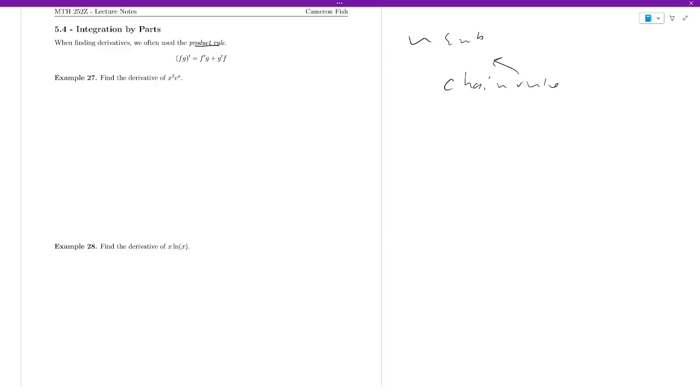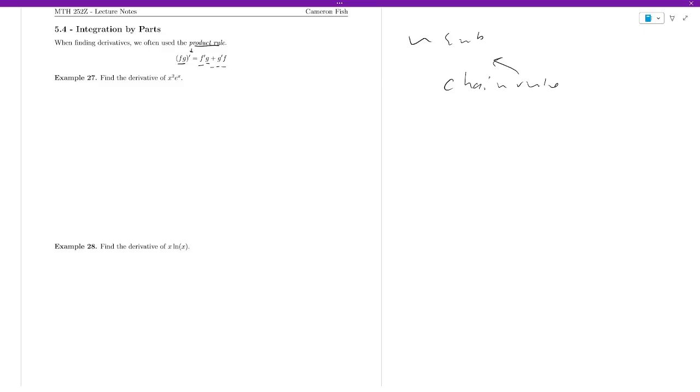So let's remember the product rule. It says if I have the product of two functions, f times g, and I'm going to take the derivative, remember the prime means derivative, I can take the derivative of the first part, f prime, multiply it by g, and then take the derivative of the second part, g prime, and multiply by f, and then add those together.